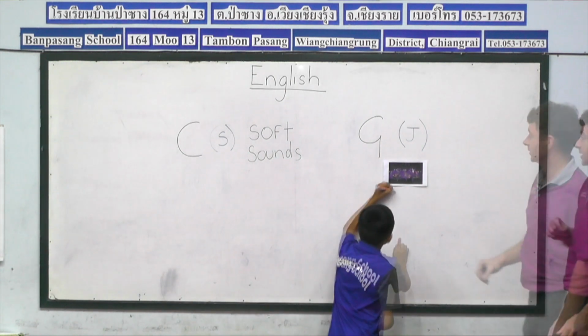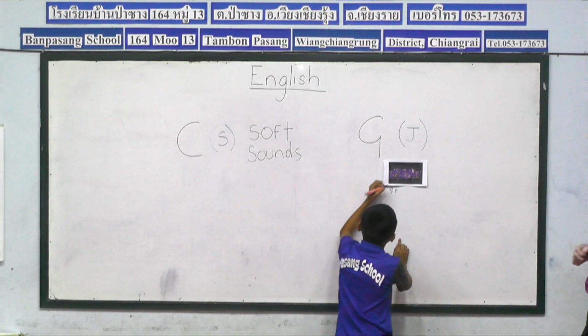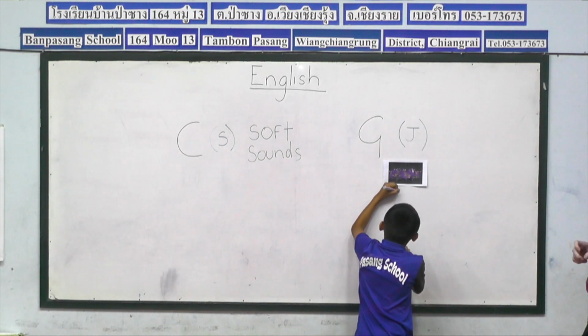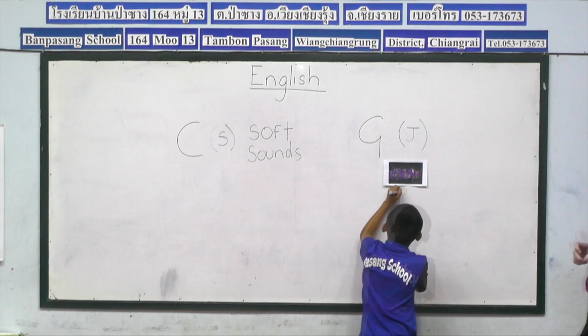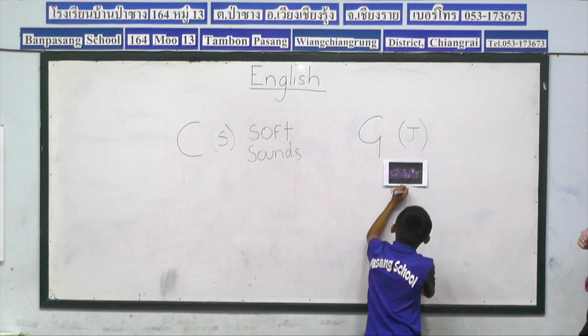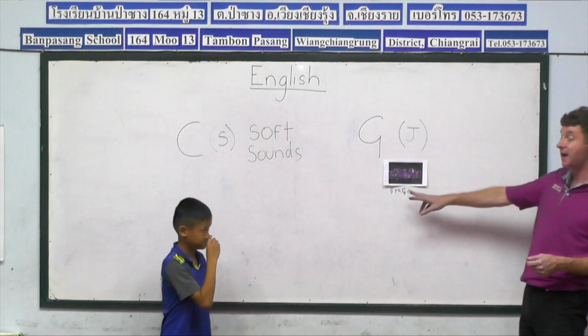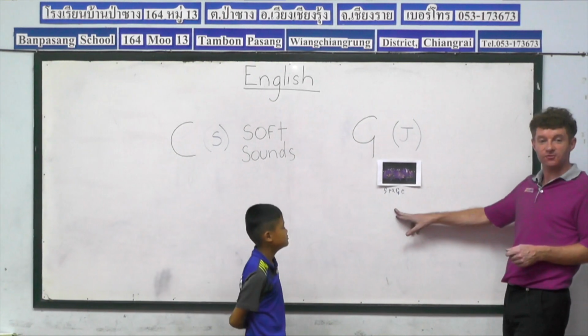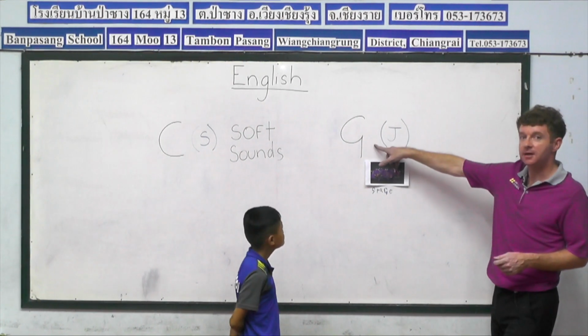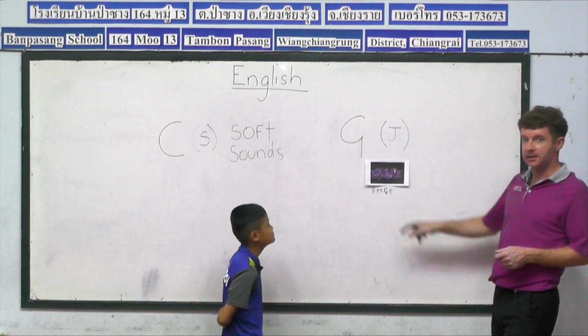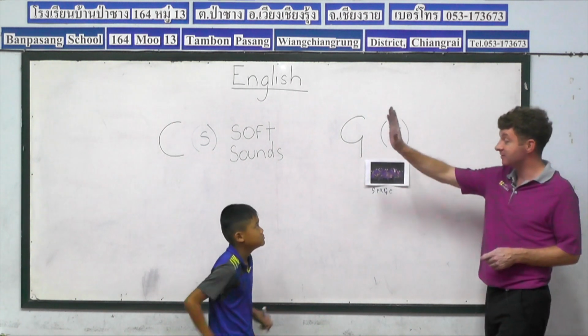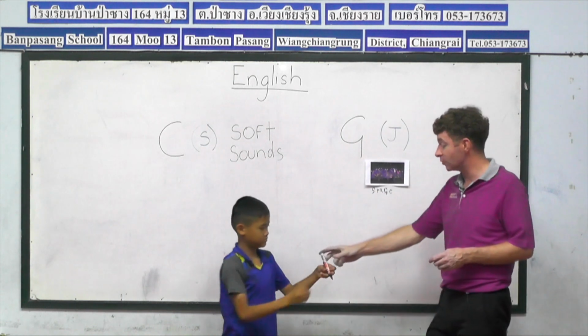S, T, A, G, and then E. Excellent. So now the word we have, stage. Soft G, stage. Chu, that was excellent. High five. Big round of applause for Chu, please, guys.